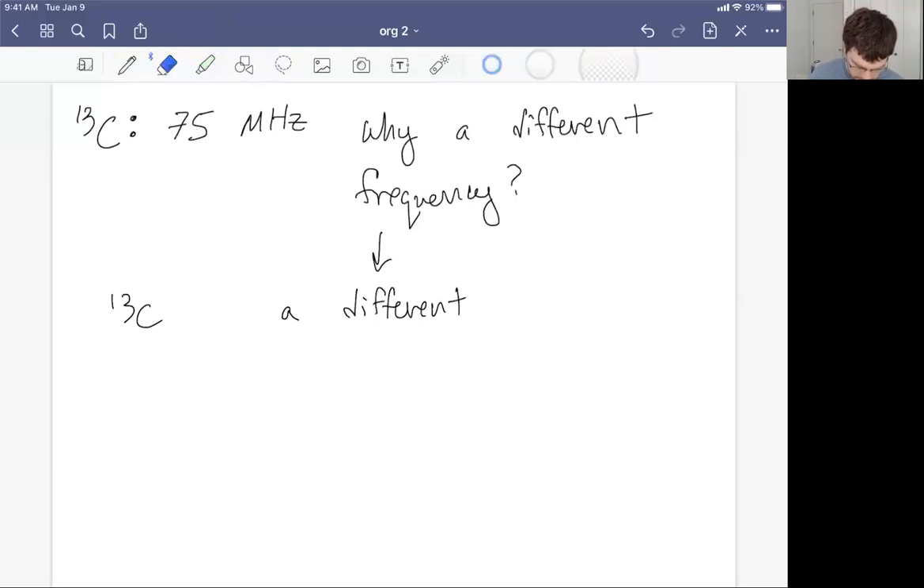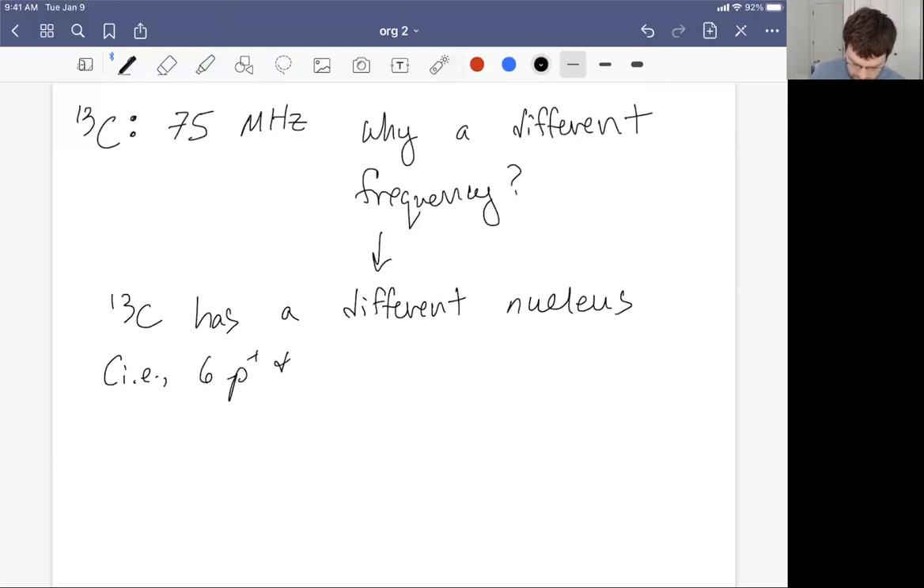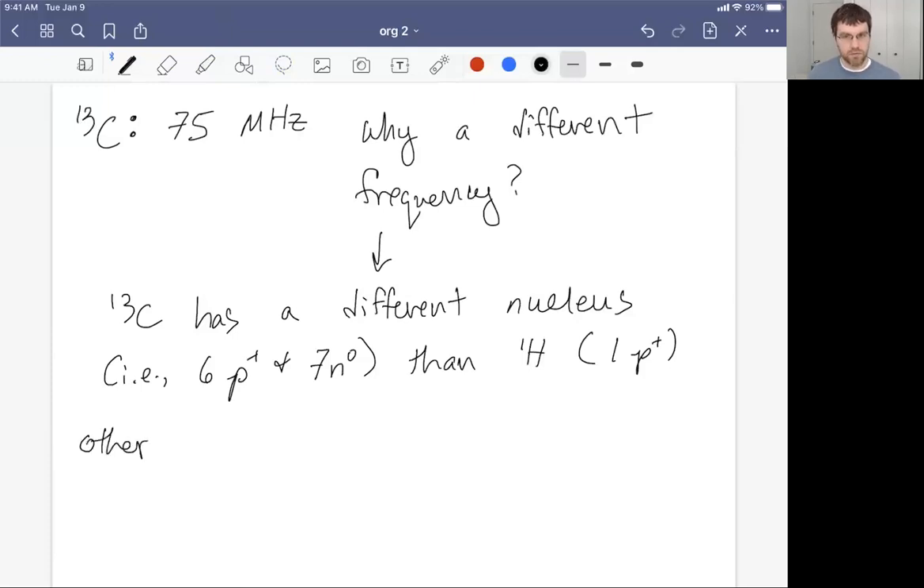Probably this would be better if I said it has a different nucleus. By that I mean carbon-13 has 6 protons and 7 neutrons, which is different than 1H, which is simply 1 proton. So the fact that they're different means we're going to see different frequencies. There are ways to get some insight into what to expect, but it's beyond the scope of this class. But if we look at other nuclei, you can get a sense of how they range in their frequency of absorption.